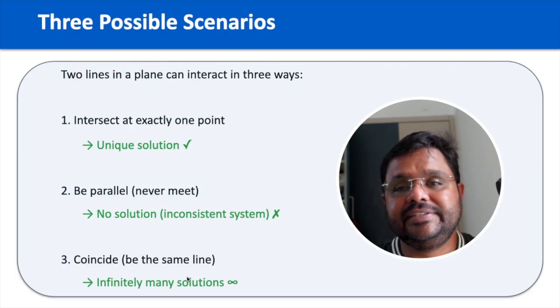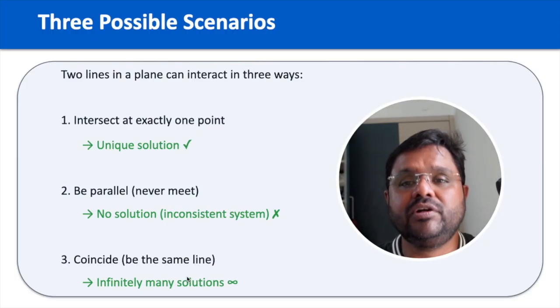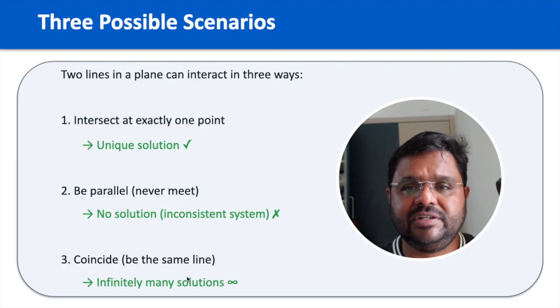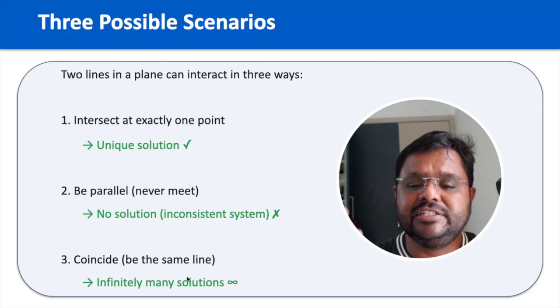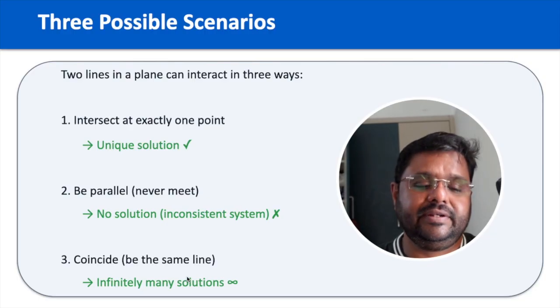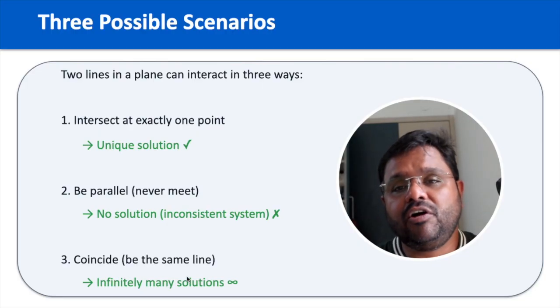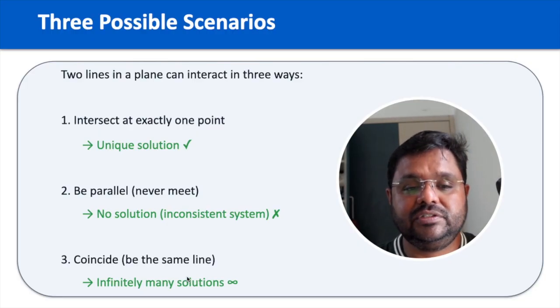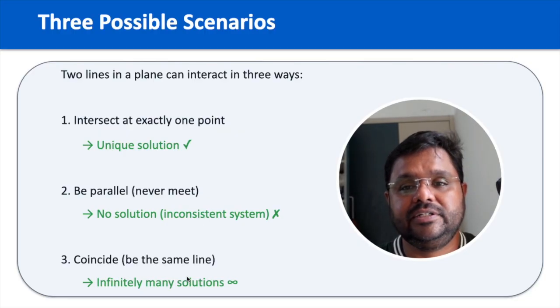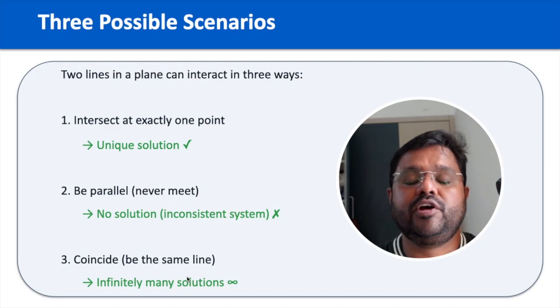And the third case is that the lines coincide. That is, one line lies on the other line. They are essentially the same line. That means all the points on the line are solutions. So there are an infinite number of solutions. These three cases arise when two lines are drawn on a plane or a paper.